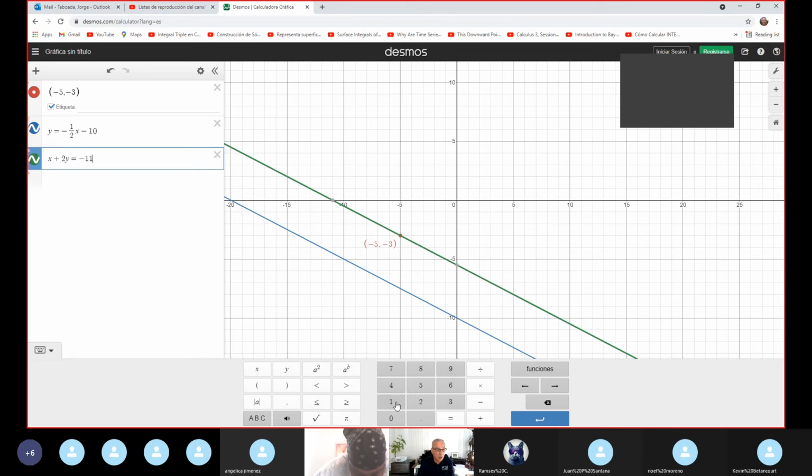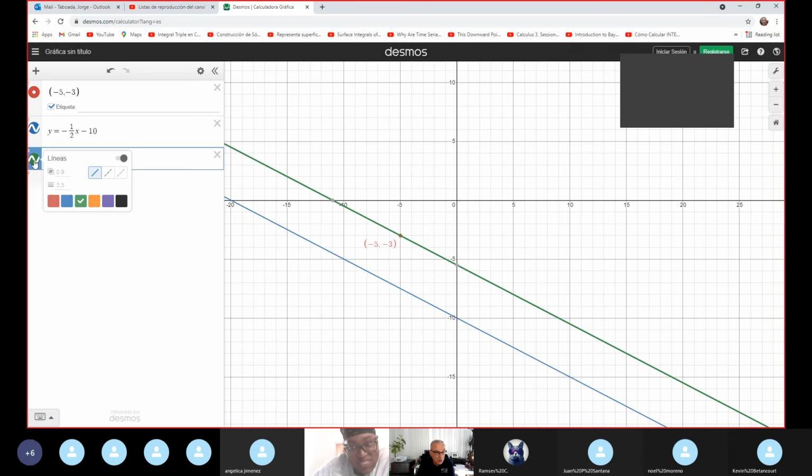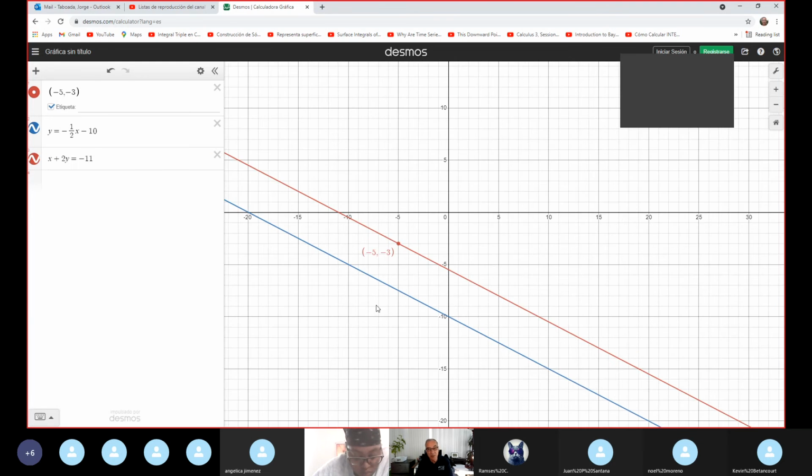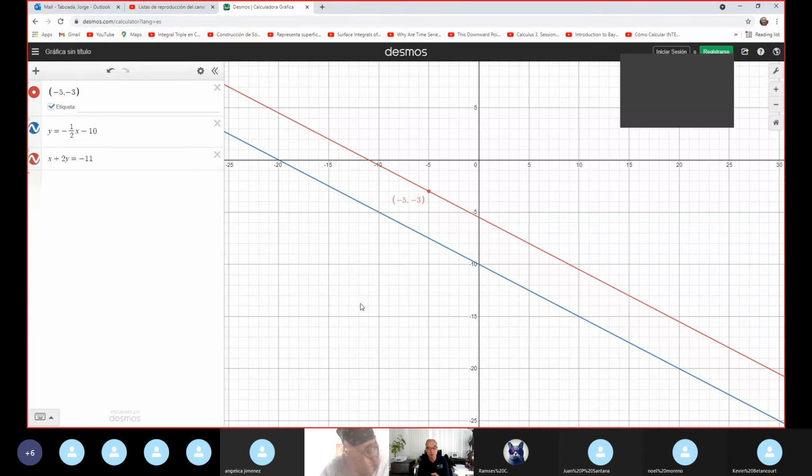Boom. Wait. But I don't like green color. I like red color because it belongs to the point. The point belongs to this. So I click here, I change the color. And this is my answer. I verified that the answer we computed on the piece of paper matches perfectly. Okay, we need to find the equation of the new line, which is the red one.